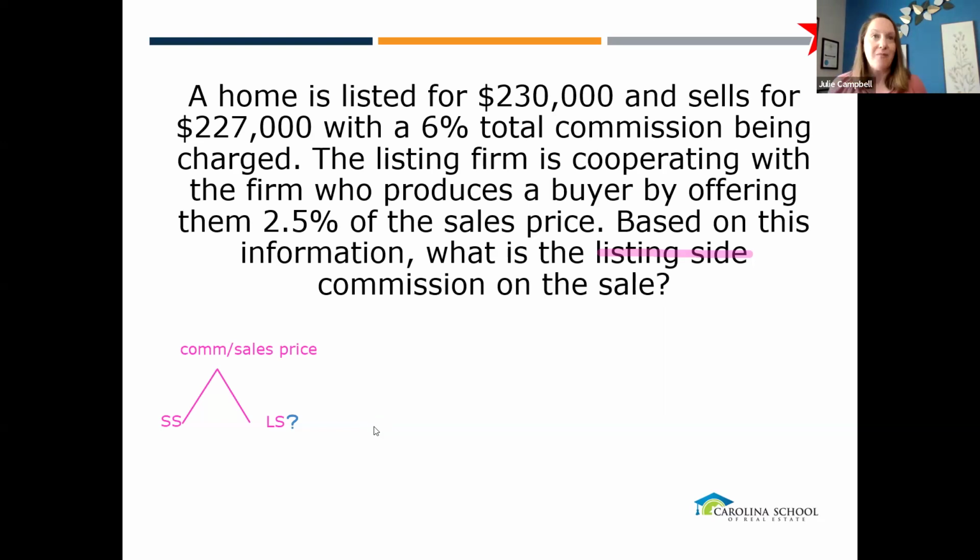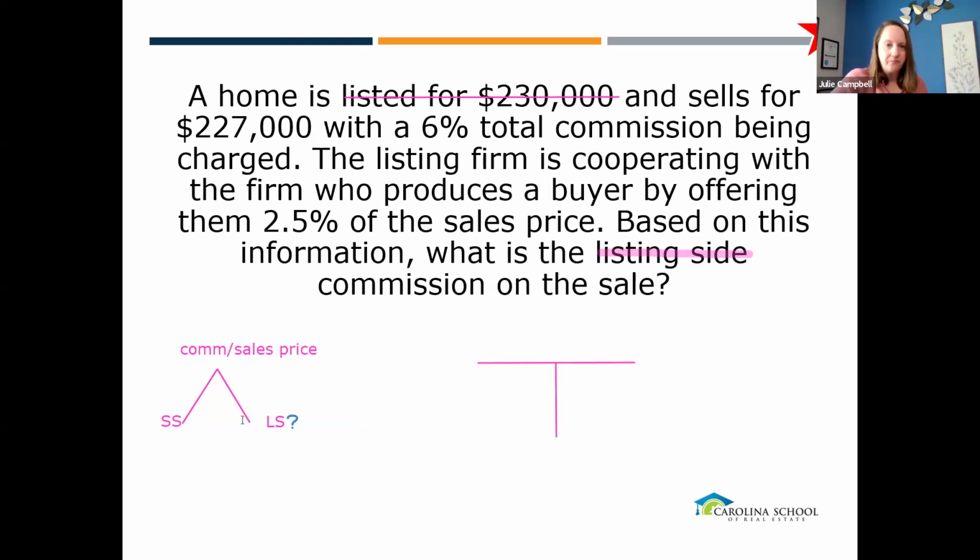So let's see what we got. Let's fill in our map. So the home is listed for 230 and it sells for 227. What does our map tell us? Is commission based off the listing price or the sales price? It's based off of the sales price. What does it matter what we list it for, right? I can list it for anything. Is that what a buyer's willing to pay? No. So right out the gate, there's one of your distractors. Listing price, not important. What do we care about? The sales price.